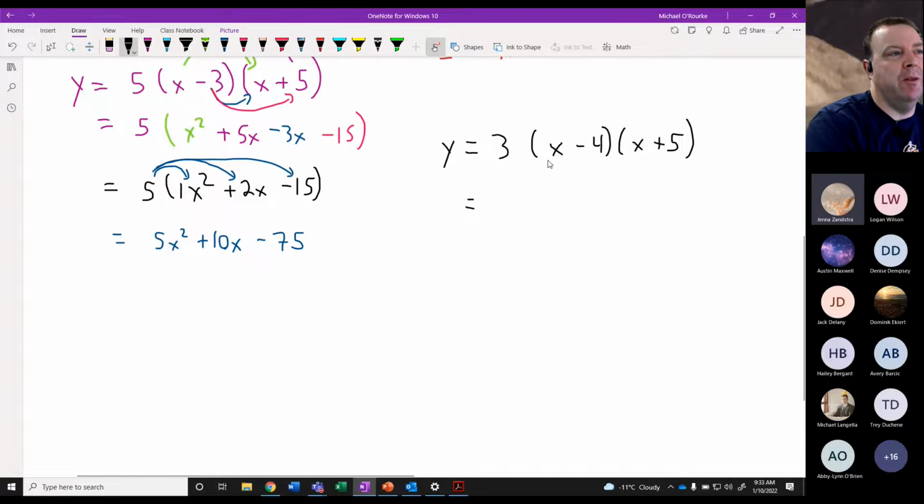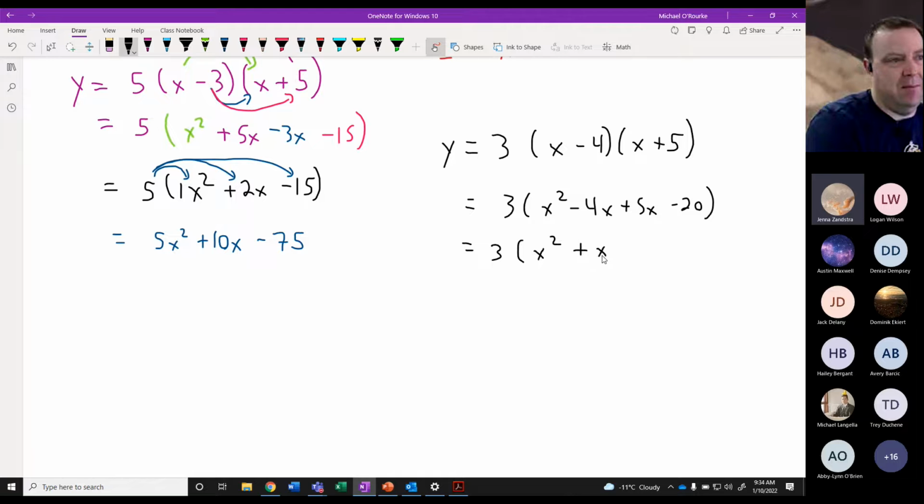Okay, I'll start working through it here real quick. So I should get x squared minus 4x plus 5x minus 20. Combine my like terms to get x squared plus x minus 20. Then multiply in to get 3x squared plus 3x minus 60.